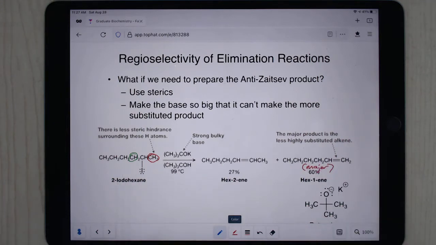So if you want to switch the preference, what you do is you use a really, really big base, with a lot of carbons on it. Something like t-butoxide is a classic large base. There's some other ones that are similar to it, but what you can do then is switch it.